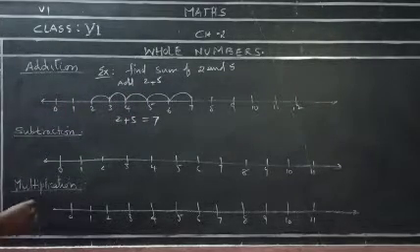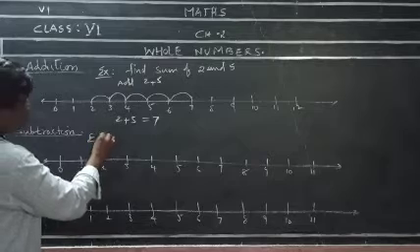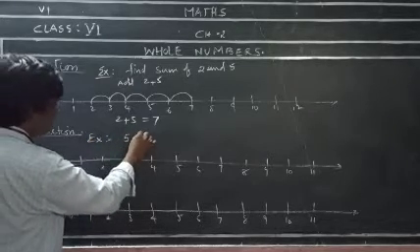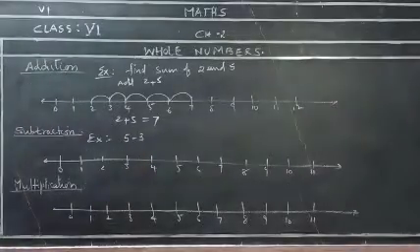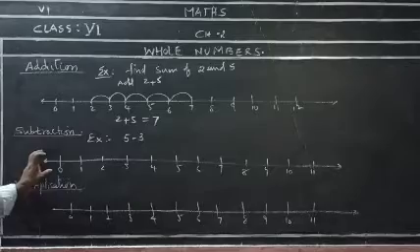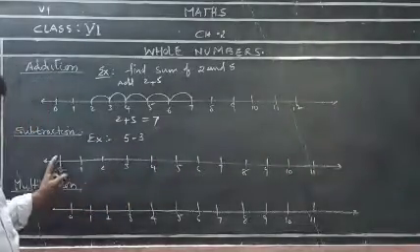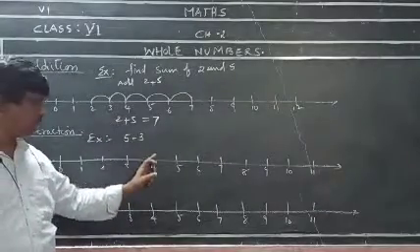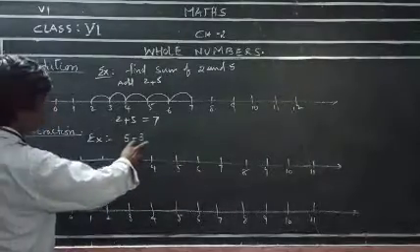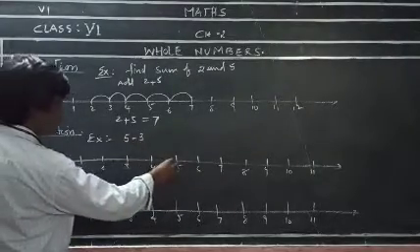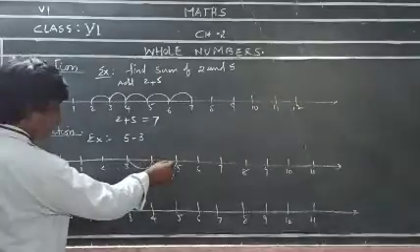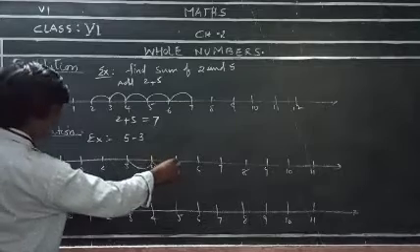Now subtraction. Take one example. Suppose 5 minus 3. 5 minus 3 means here how much? Where is the 5? Here is the 5. That means 1, 2, 3, 4, 5. This is 5. So from this, how many have to be subtracted? 3 units. So that is 1, 2. We should come from the back. I am coming from the back side.